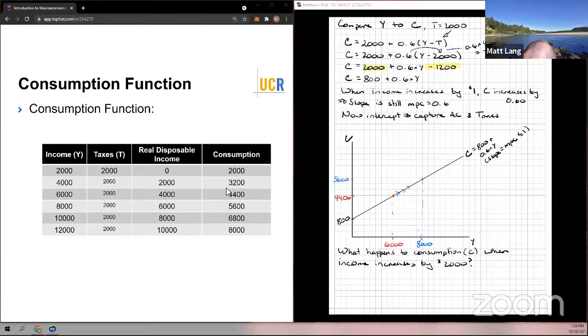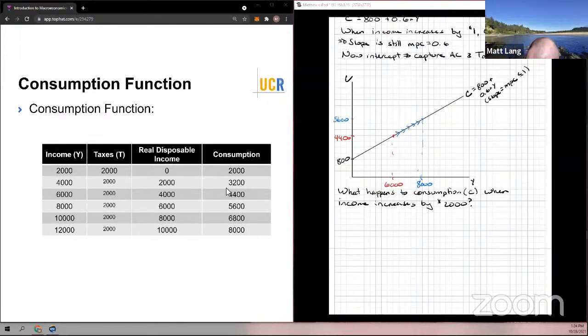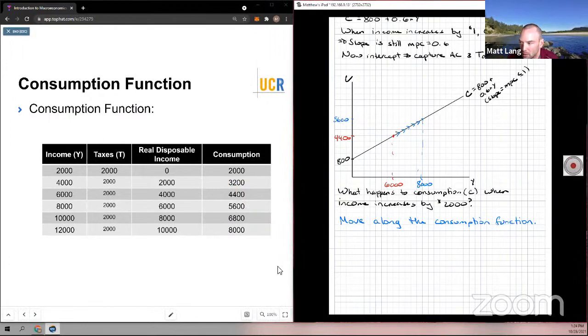We simply move along the consumption function. If you're saying to yourself, wait, I feel like I've heard this terminology before, we're moving along the function. The function isn't changing. We're just saying, look, when the income goes up by 2,000, we're going to increase our consumption along this curve that we created. That was the whole point of creating this curve. This felt a lot like that demand curve and the price changing. So we're just moving along the consumption function here.